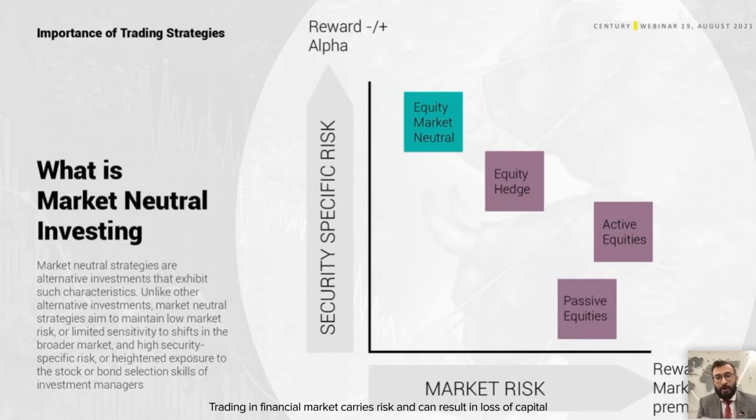So what market neutral investing basically aims at is maintaining a low market risk and limiting the sensitivity to the shifts in the broader market. So the market risk is reduced, but the security specific risk is high, but the reward is also accordingly. So basically the idea is, if you have bought a portfolio of stocks and left it, imagine pandemic, for example, you bought some stocks in January and you left it till March or April, you would have seen stocks going down, right?